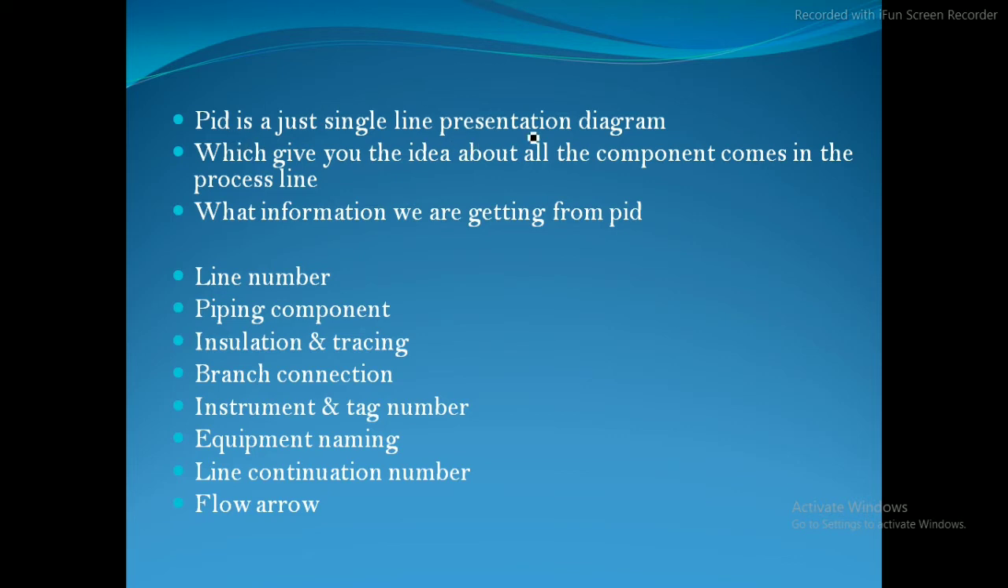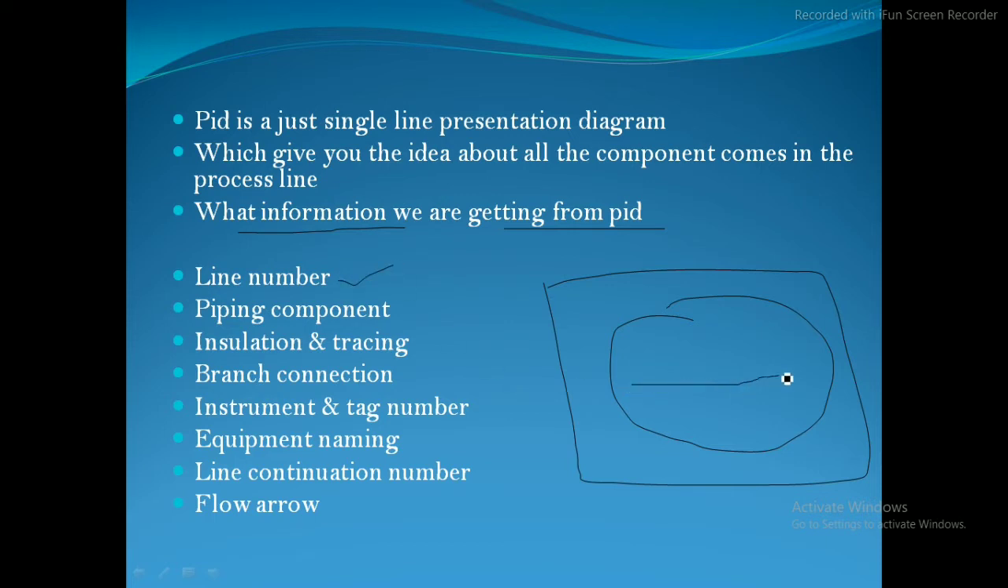P&ID is just a single line presentation diagram which gives you the idea about all the components in the process line. What information are we getting from the P&ID? If you have one page of P&ID, first you are getting the line number. If you have one line, they have written a line number. In that line number, you will get a unit code, the line size, the fluid, the spec, and the insulation size too.